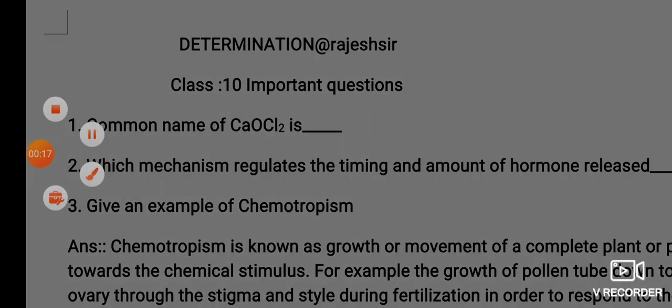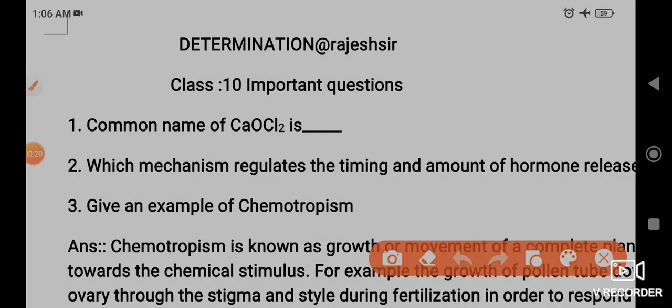The first question is the common name of CaCl2. So CaCl2 is calcium oxychloride, that is bleaching powder. Okay, or chlorine powder, you can tell. Just you write, but you write bleaching powder. The first answer would be bleaching powder.